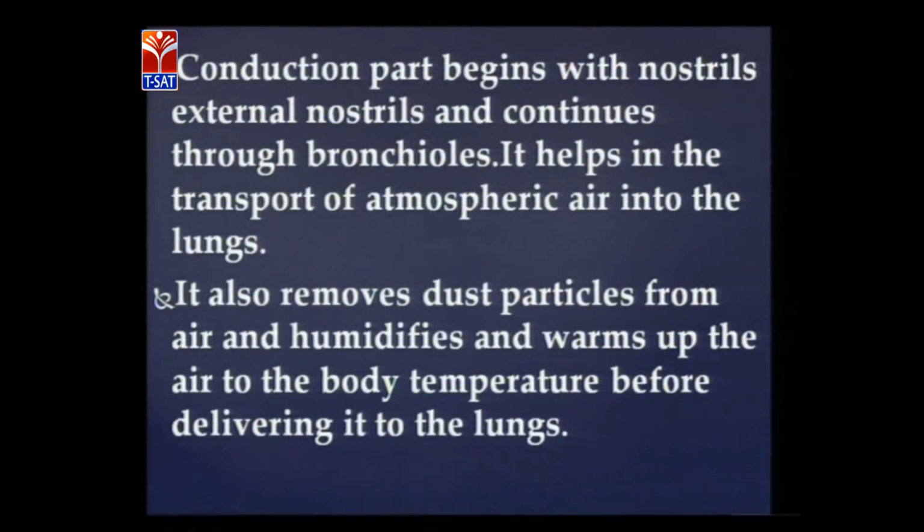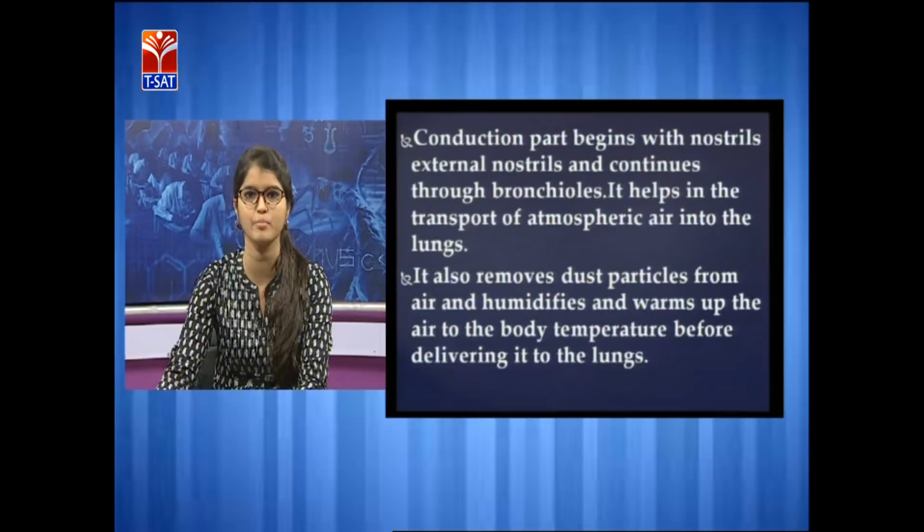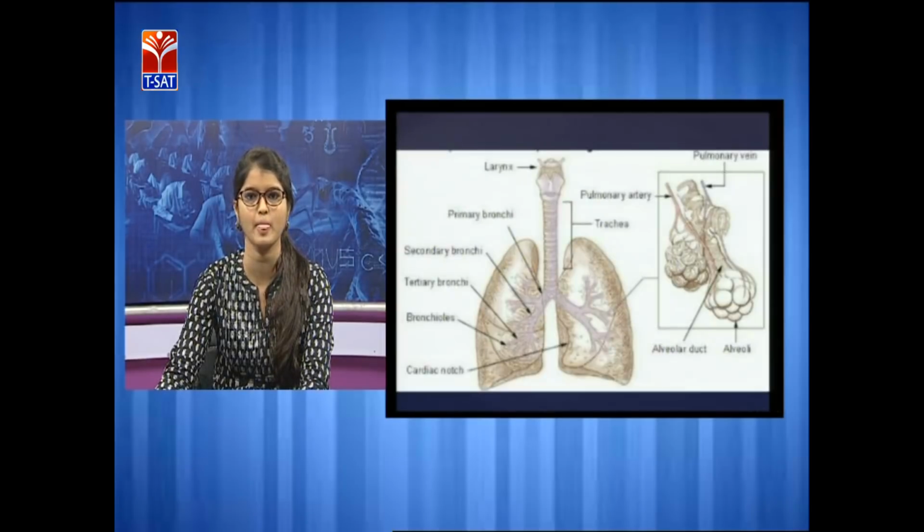The first part of the respiratory system is the external nostrils, where hairs are present, which prevent the entry of dust particles into the air. It not only prevents dust particles, but it also humidifies the air, because we inhale many types of air like cold air or hot air, and it humidifies and warms the air to body temperature before delivering it into the lungs. It maintains a balance between the temperature of the air which we inhale and the temperature of the air present inside the body. This is the conduction part and this is the exchange part.